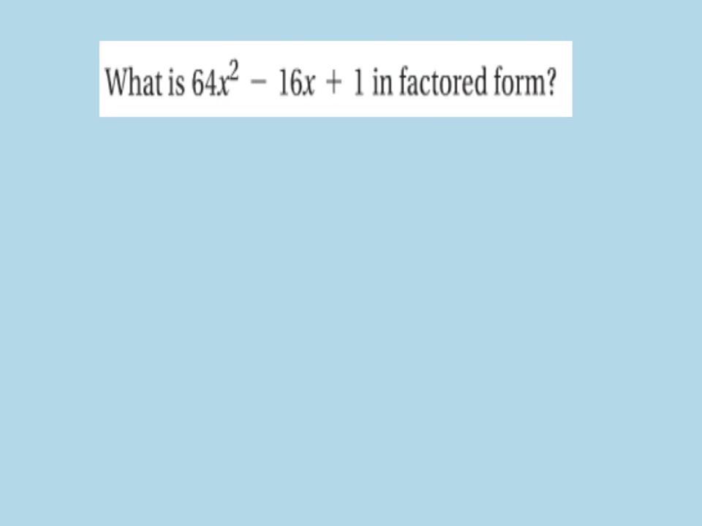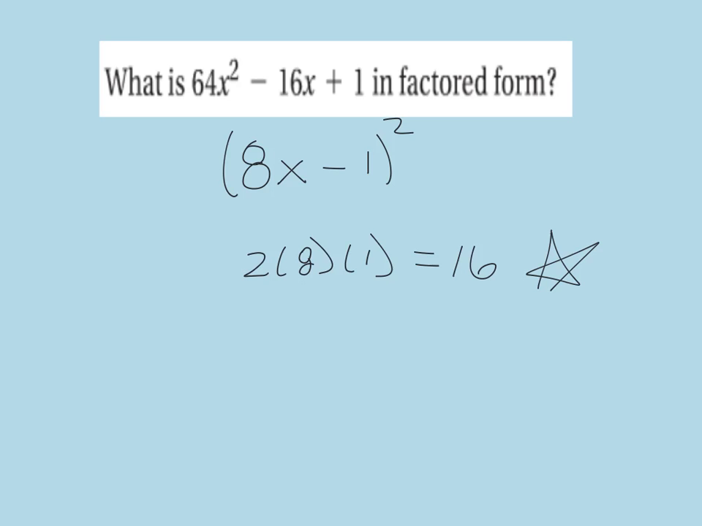Attempt to do this problem by yourself. 64, the square root of that is 8, and the square root of 1 is 1, so I check my work. 2 times 8 times 1 is 16, so that works. So it would be subtraction in between.